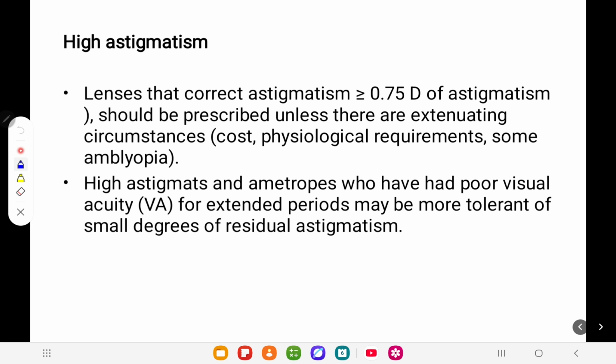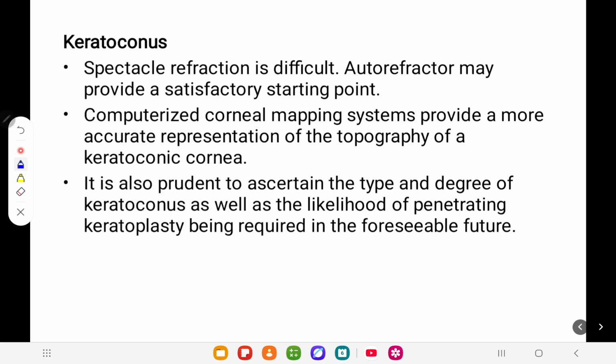So high astigmatism is centrally important. With high astigmatism, we have to think about a lot of things like stability of the contact lens, whether we will prescribe an RGP contact lens, or if the astigmatism is too high, we think about even a scleral lens. Yeah. So it's very important that in extended wear, they are more tolerant to a small degree of residual astigmatism. So if there is high astigmatism, they are more tolerant to a small degree of astigmatism, but we have to think about astigmatism in different scenarios.